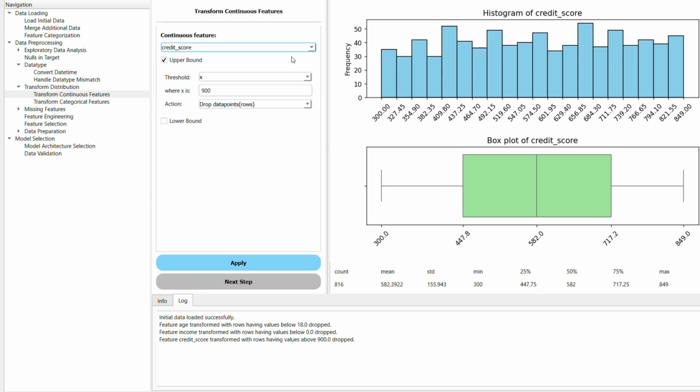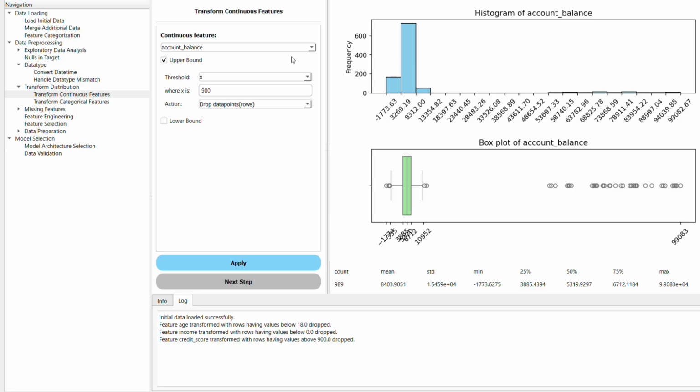And lastly, we will do account balance. Here we see that data is highly skewed and negative values could still exist in account balance. Maybe someone has an overdraft, someone has taken more money out of their bank account than they have, and you can get some negative balance. Assuming this, we don't want to drop them.